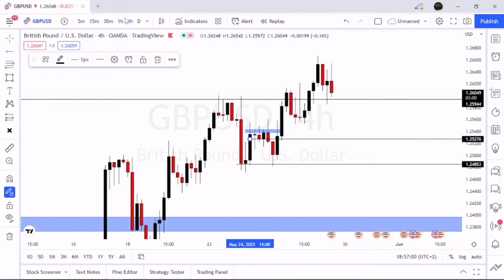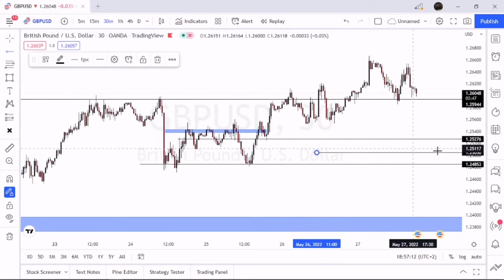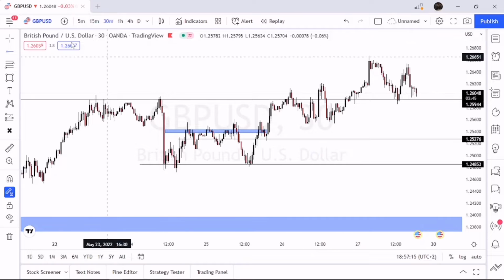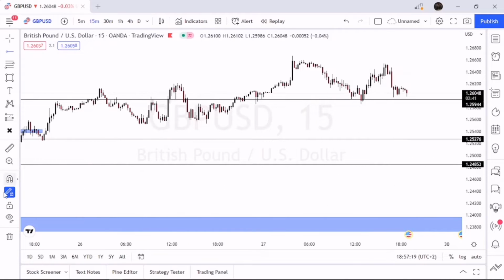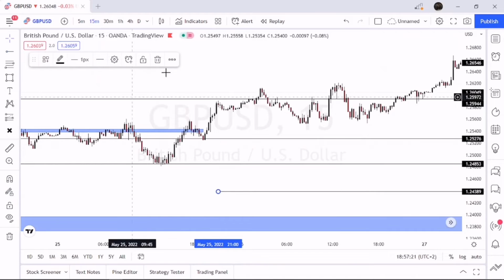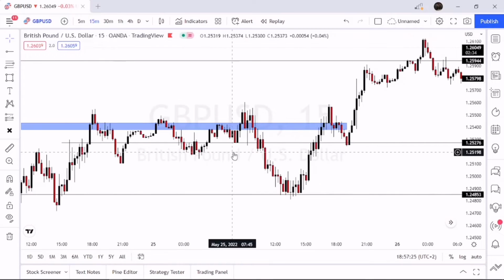So after this, I was like, okay, go back down to my scaling, go back down to my entry time frame, which was 15 minutes, right? So at 11 I was at my charts, right?